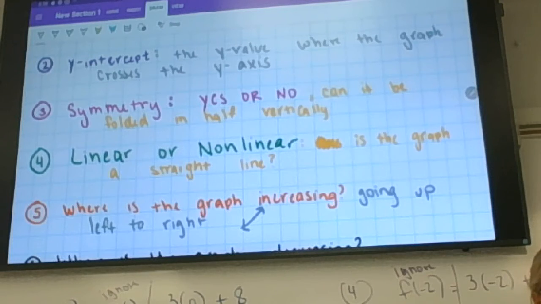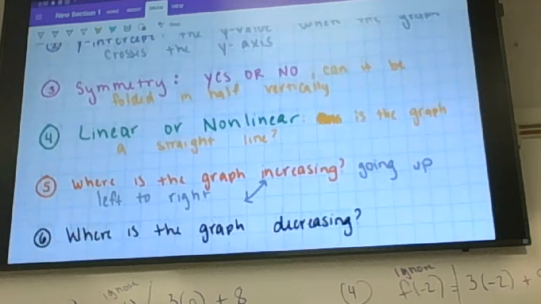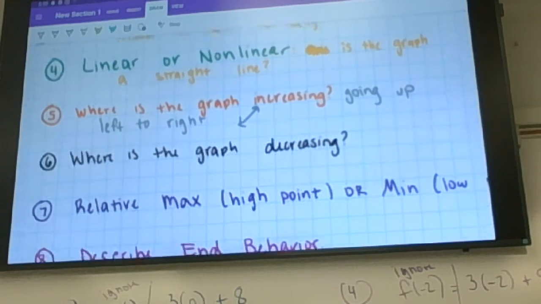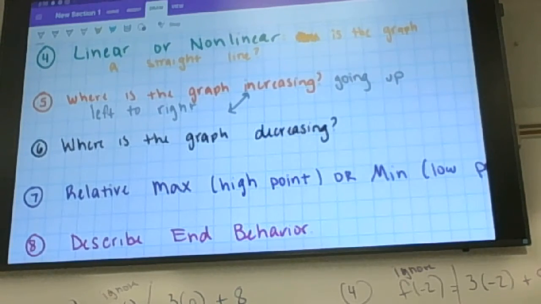Okay, so the graph is increasing, meaning it goes up left to right. Where is the graph increasing? Going upwards. We're almost done. Are you done with 4 yet? No? That's it. That's all 8. Those are the 8 characteristics.